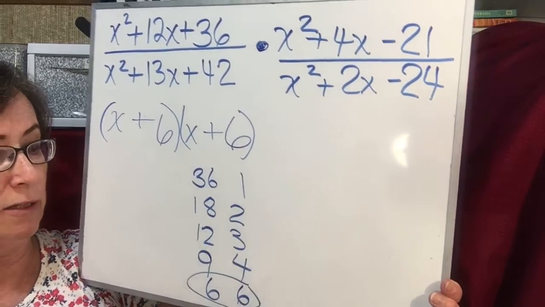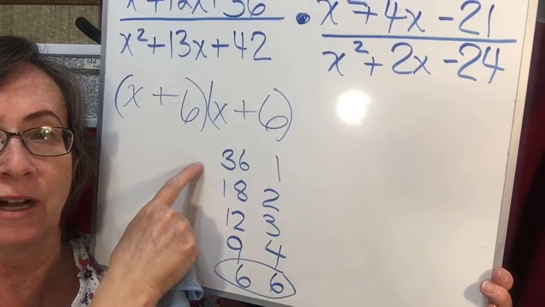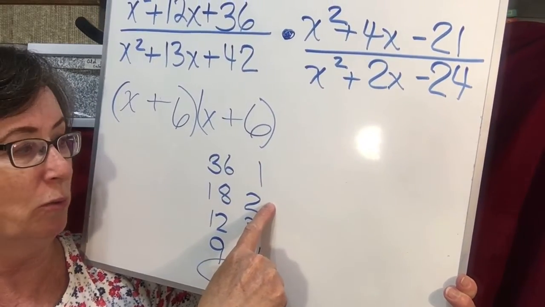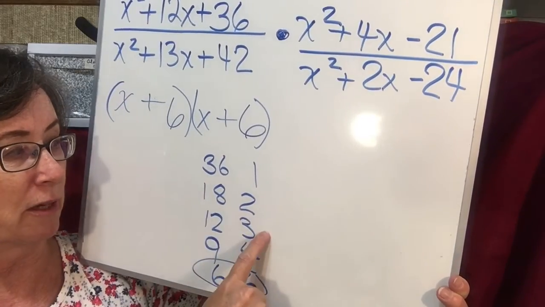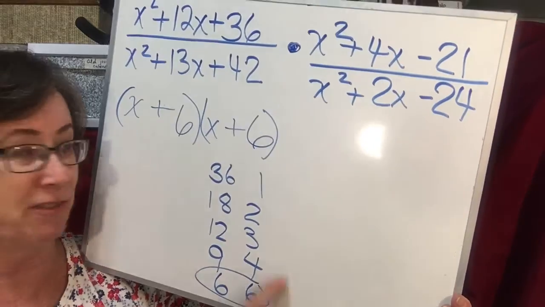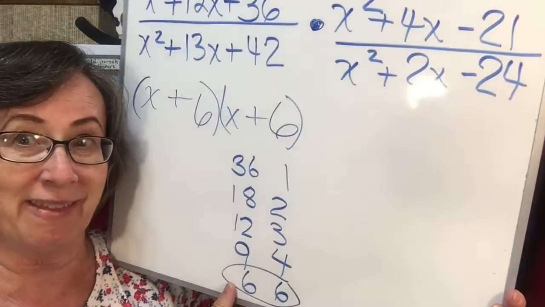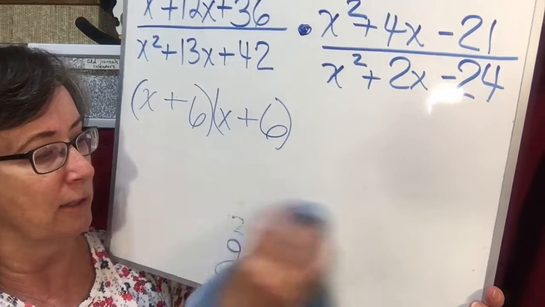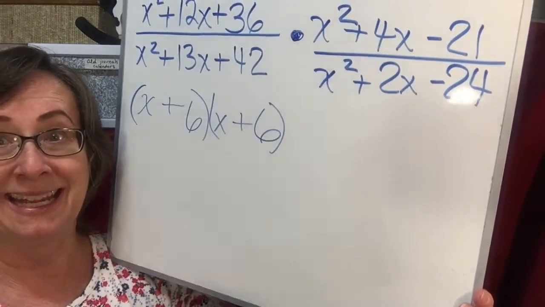Do you see how I do this factoring? I start with the number times 1, and I bump it up to 2, and write the factor. 3, and the factor. 4, and the factor. 5 does not go into 36, so I don't try that one. 6 times 6. Try to be methodical and systematic.